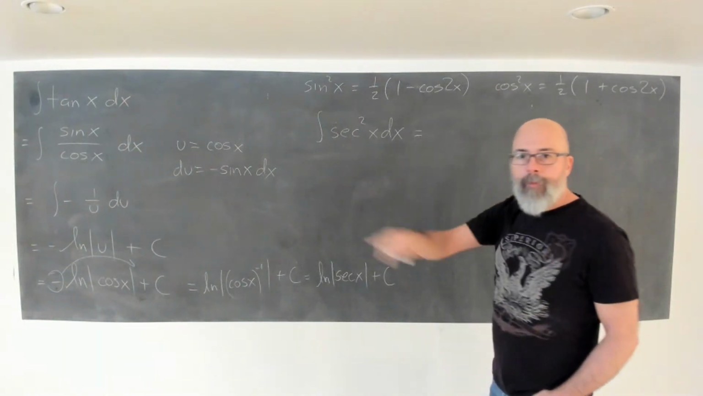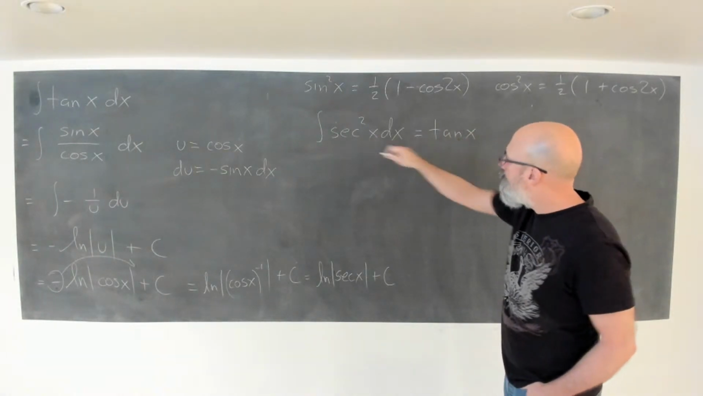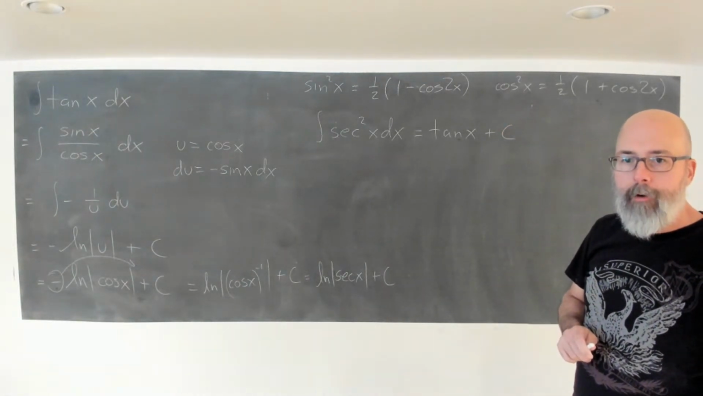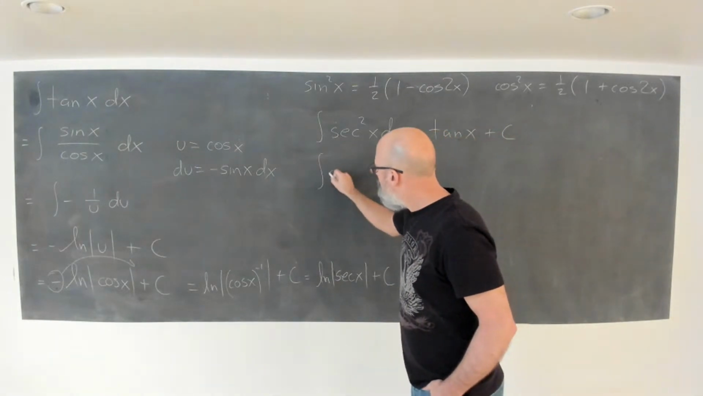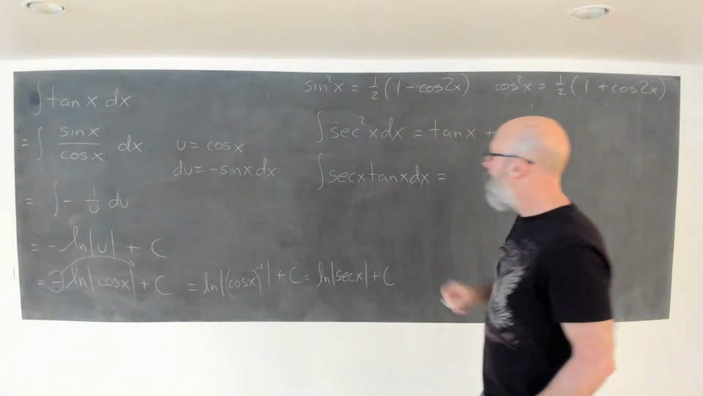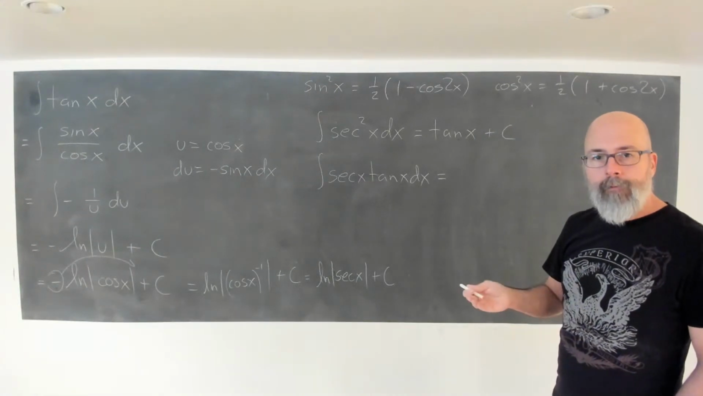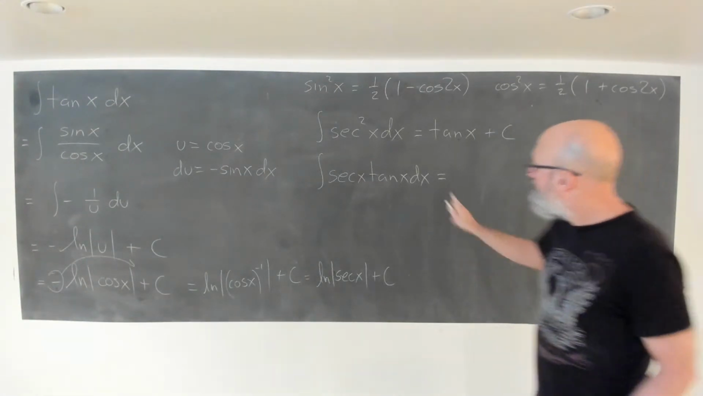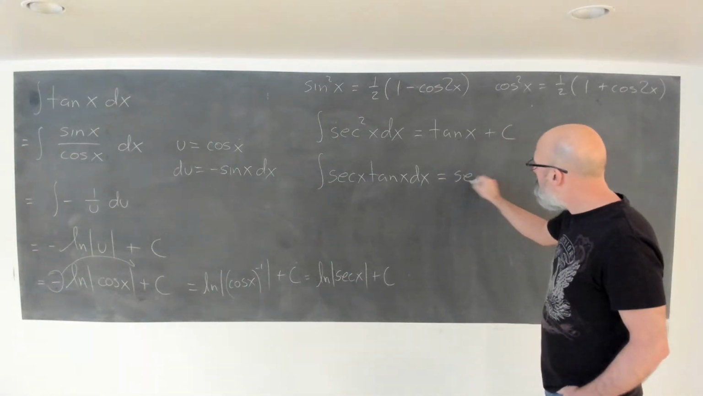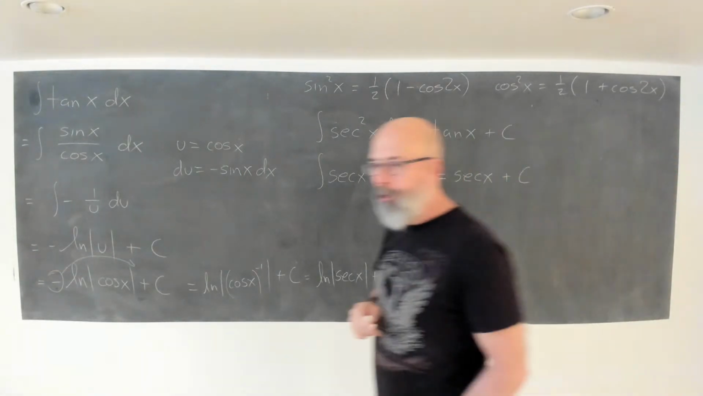Thank you, Paul. Everybody remembers that the derivative of tangent is secant squared, so there's nothing to do here. Similarly, the antiderivative of secant tan. What function has derivative secant tan? You know that to be secant. Thank you, Matt.